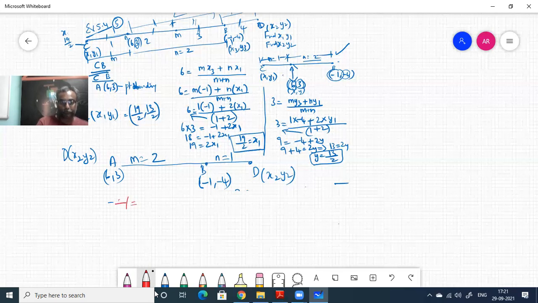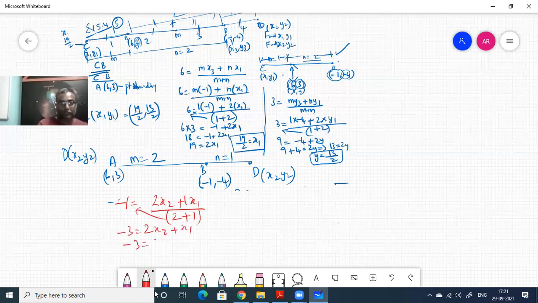Minus 1 is equal to 2 into x2 plus 1 into x1 divided by 2 plus 1. Okay. So this will be 3. So this you take it here. Minus 3 is equal to 2x2 plus x1. 2x2 we don't know. x1 we know, plus 6. Okay. This you take it there, minus 9 is equal to 2x2. Minus 9 by 2 is equal to x2. Okay. So x2 is equal to minus 9 by 2.